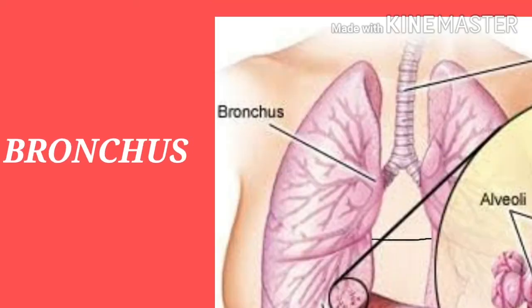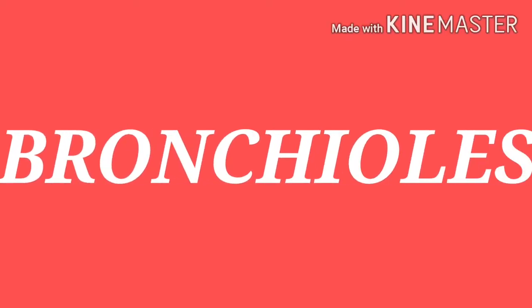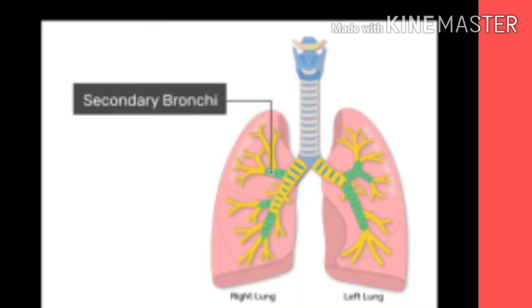At its lower end, the trachea or the windpipe divides into two bronchi, each bronchus leading to each lung. Each bronchus is further divided into smaller and smaller branches called bronchioles.